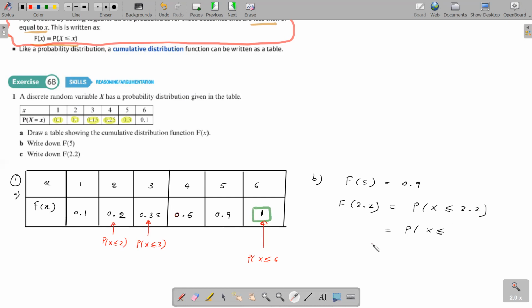So what are the x values that are included here? You get the x value 1 included, right? Because x less than or equal to 2.2 includes x value 1. Does it include x value 2? Yes. Does it include x value 3? No. So probability x is less than or equal to 2.2, in other words, is probability x is less than or equal to 2, because this is a discrete distribution. You only have those specific values. So this is capital F of 2. What's the answer? F of 2, the answer is 0.2.